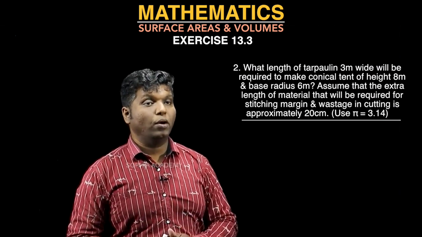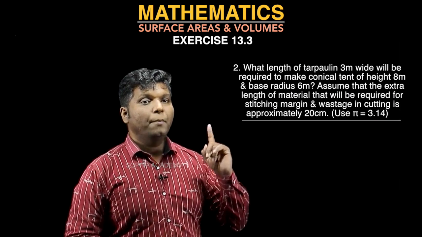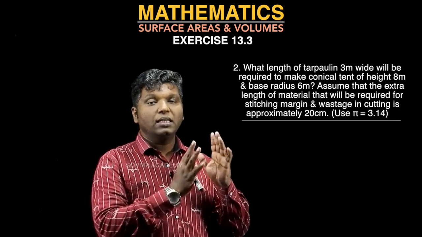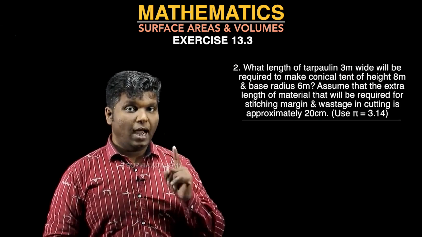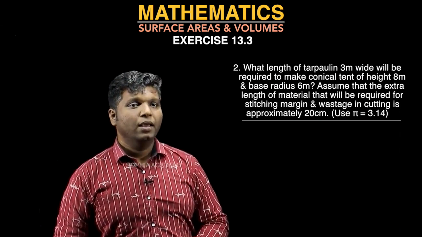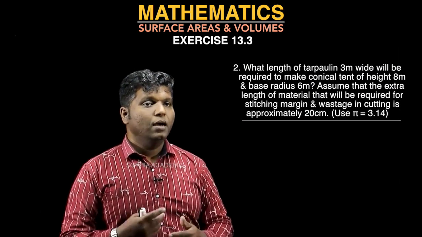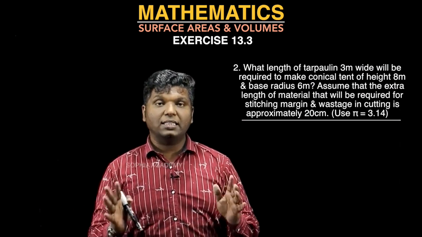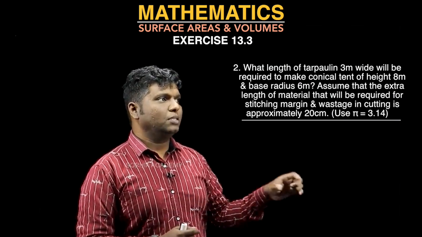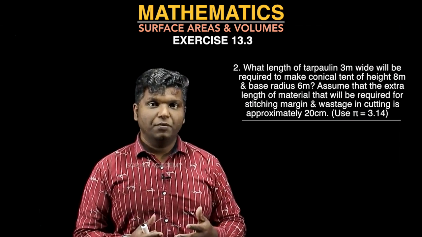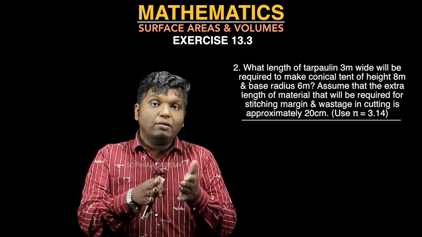Here also we have to make a conical tent, and the height of the conical tent is given. It is 8 meter and base radius 6 meter. So the base radius is given, it is 6 meter. The height is given, it is 8 meter. And now assume that the extra length of the tarpaulin is required to stitch. See, when you are making such a tent, you know that there will be stitching and some waste. Some extra tarpaulin is required, right? Whenever we are making such tents, if we overlap, some particular areas will come like this, that we have to overlap together.